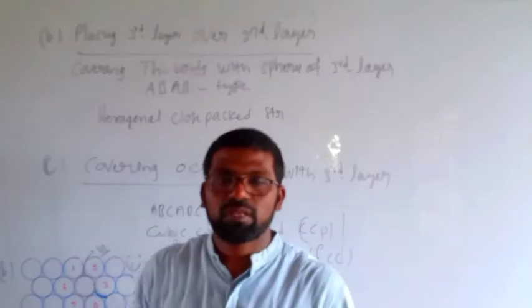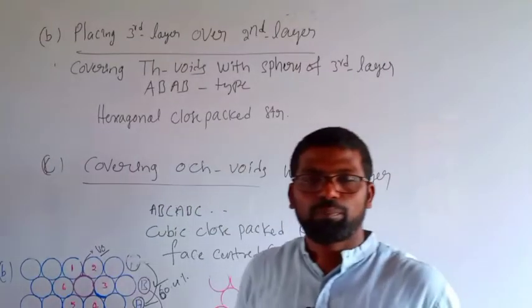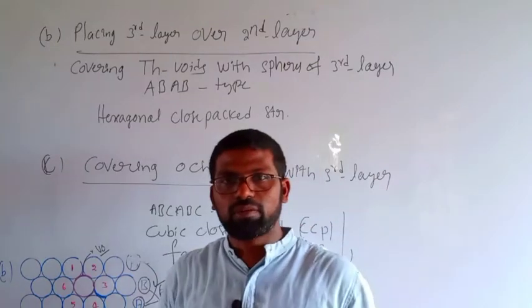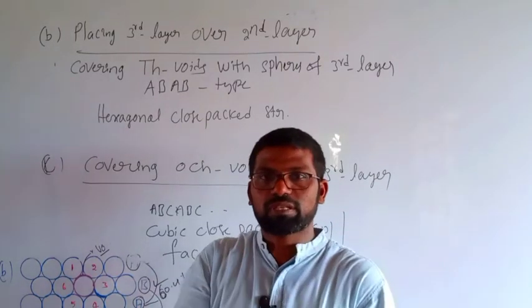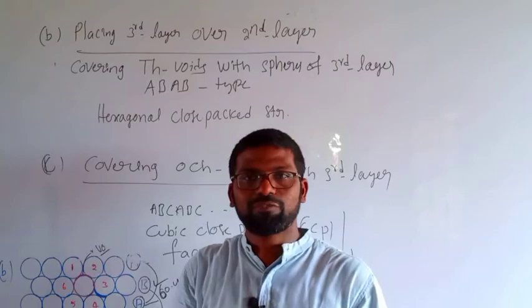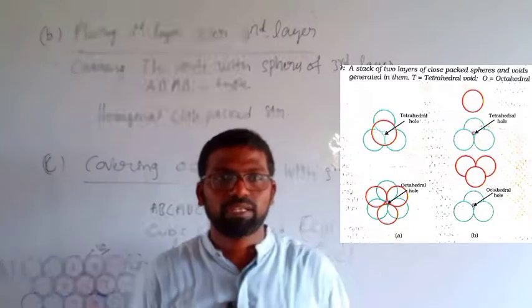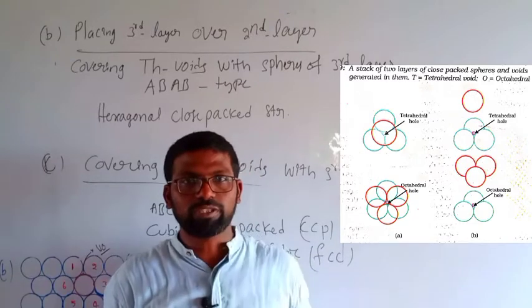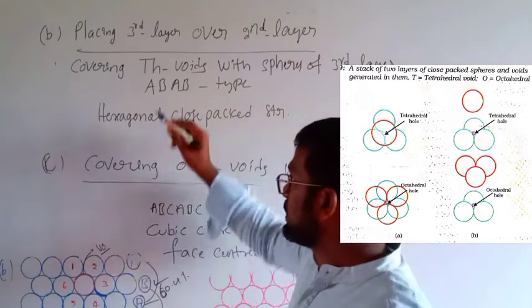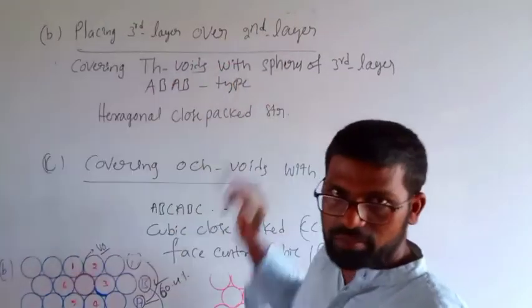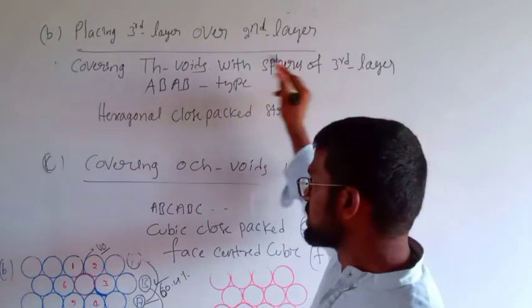Now dear students, just now we have discussed placing second layer over first layer. When second layer is placed over first layer, there will be formation of two different types of voids, tetrahedral voids and octahedral voids, as shown in the figure. Now placing third layer over second layer.